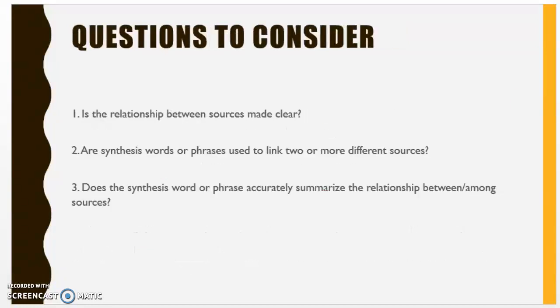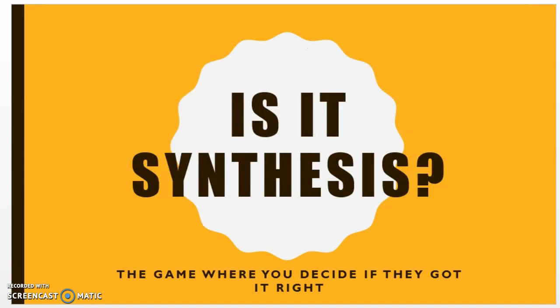So, questions to consider as you are writing your lit review and verifying your synthesis, and then also as you move on to the quiz. That's the other part of this assignment. There's 3 questions. So the first one is, is the relationship between the sources made clear? Are synthesis words or phrases used to link 2 or more different sources? Does the synthesis word or phrase accurately summarize the relationship among the sources? It's not enough just to have the phrase. It must also be accurate. So now you're ready to jump in with the quiz and evaluate whether or not the paragraphs given are, in fact, synthesis.